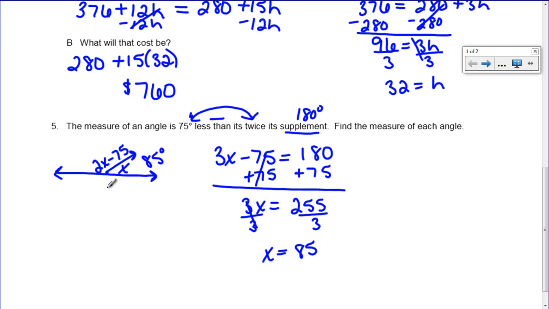I'm going to plug in, so I'm going to do 2 times 85 minus 75, and I'm going to type that in my calculator. And I get that this angle is 95 degrees. So that's the 2 angles, and if I add them together, 95 plus 85, sure enough, it equals 180. I know I'm correct. There's the measure of each angle. So here are your 2 answers. One angle is 95, the other angle is 85. Do not forget to draw the picture, and always make sure that if it's a supplement or complement that you have 2 angles making that up, and that you label them both.